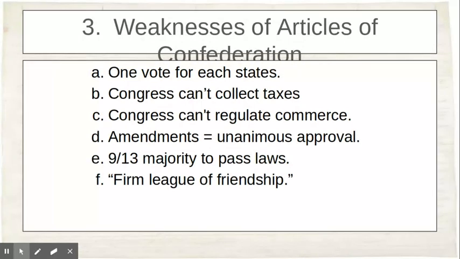And some specific structural weaknesses. One would be that there was only one vote per state, no matter what size. So Virginia, which is bigger geographically and had the biggest population at the time, got the same amount of votes as Rhode Island, one vote.